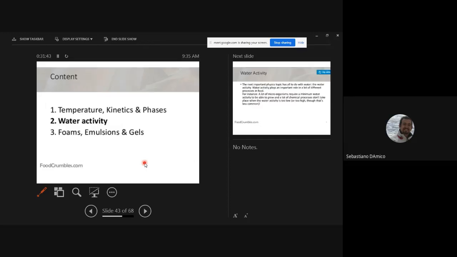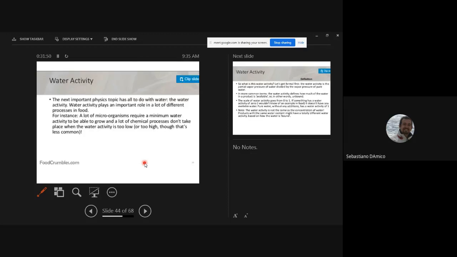Let's see now how water eventually will affect, and if there is anything that we can say about the water activity. So water activity plays an important role in a lot of different processes in food. Okay, a lot of microorganisms require a minimum water activity to be able to grow, and a lot of chemical processes don't take place when the water activity is too low, or eventually too high as well.